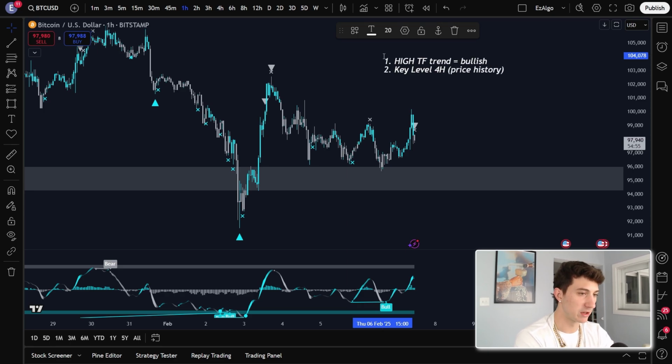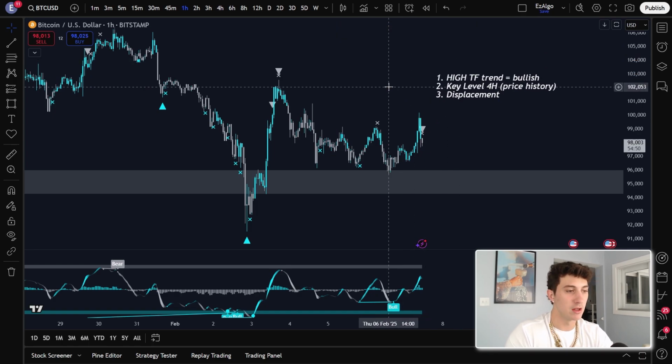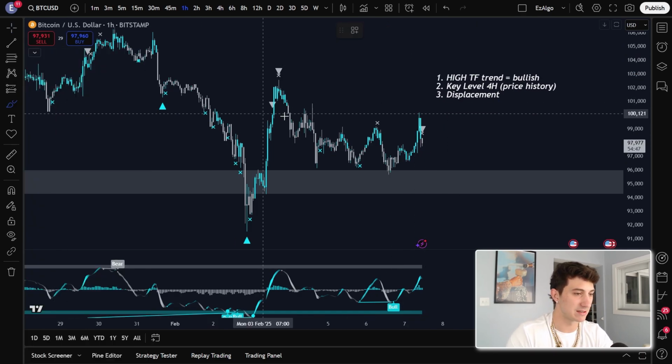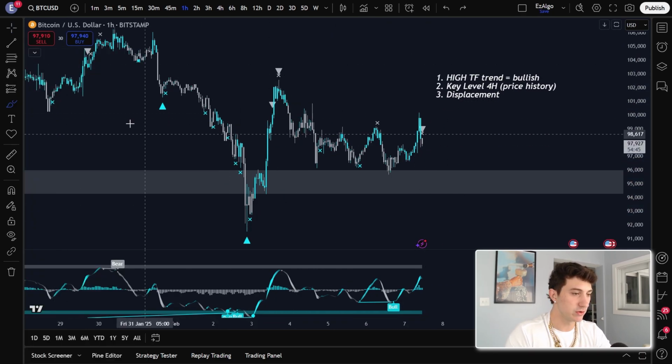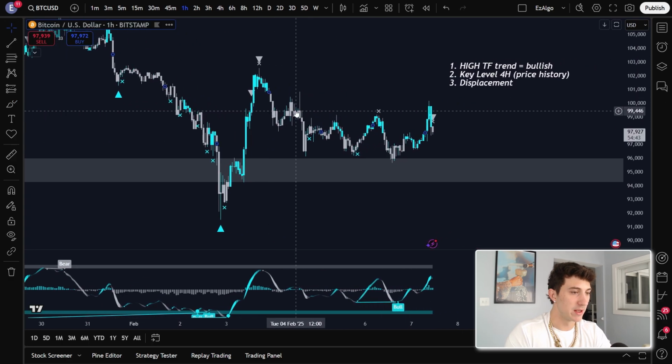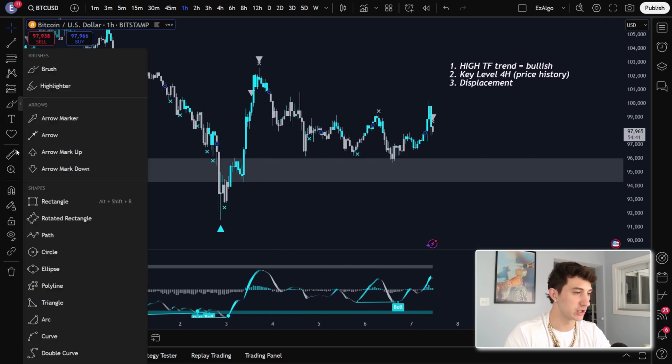Okay, next thing we look for is displacement. This is crucial when entering a trade. Okay, so what displacement is, is this large move up right here. So you can see, I mean, it's fairly obvious, right? This is a strong impulse move. That's essentially all displacement is.